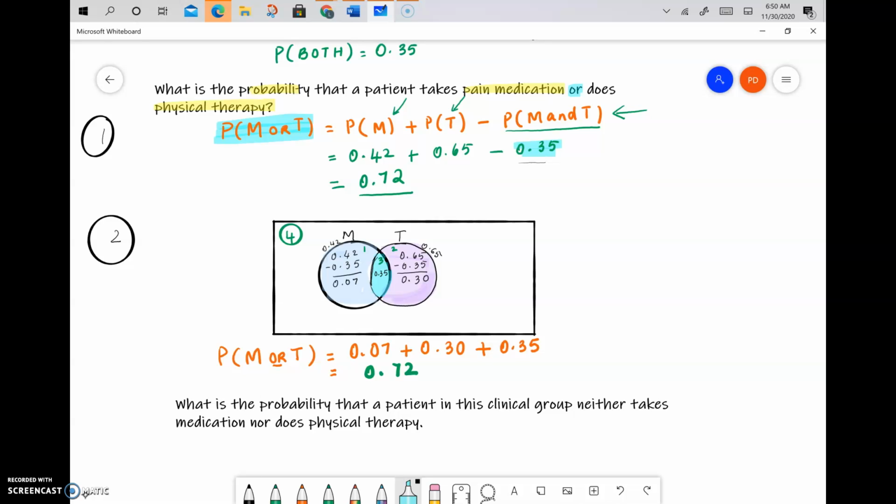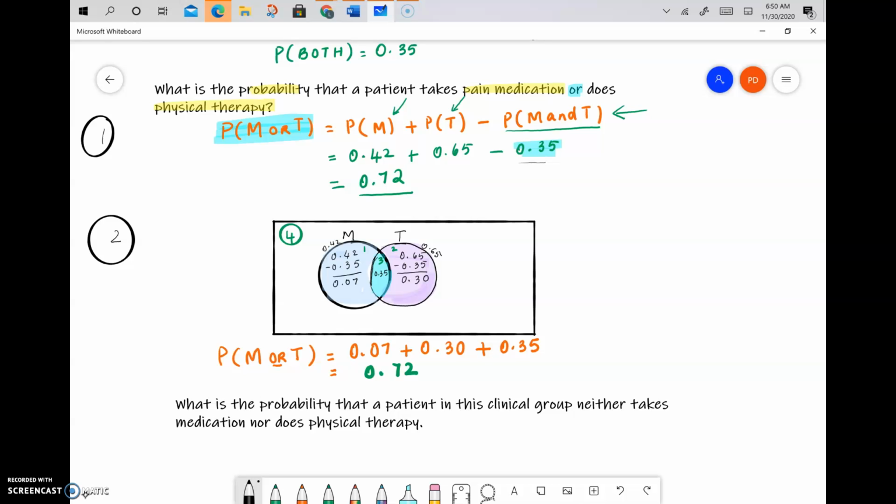Now, we calculated the probability that a randomly chosen patient in this clinical group takes pain medication or does physical therapy. We solved this problem in two different ways. The first one was using the addition rule, and the second one was using the Venn diagram.